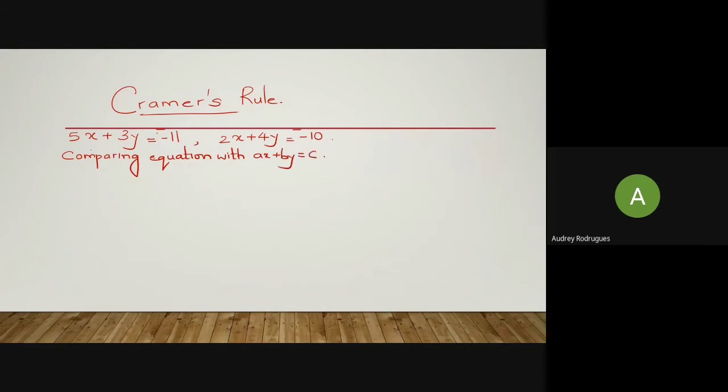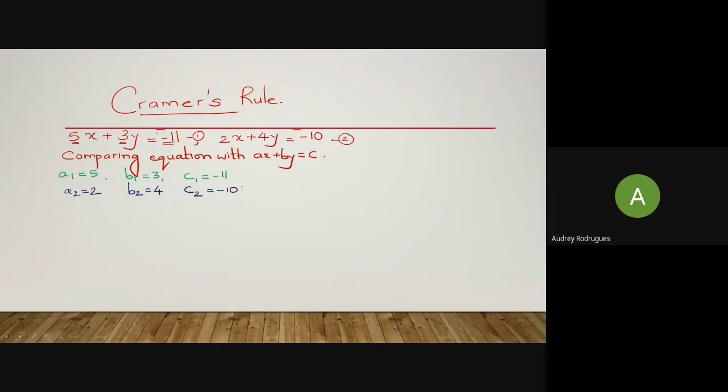But students, remember that this will be a1, b1, c1. Now because we have two equations, this is equation number 1, this is equation number 2. So we will have a1, b1, c1 and a2, b2, c2. So a1 is equal to 5, b1 is equal to 3, c1 is equal to minus 11. Similarly, for equation 2, we will have a2 is equal to 2, b2 is equal to 4 and c2 is equal to, what will be c2? Minus 10. Exactly, c2 is equal to minus 10.